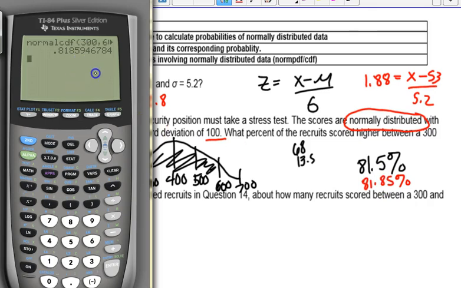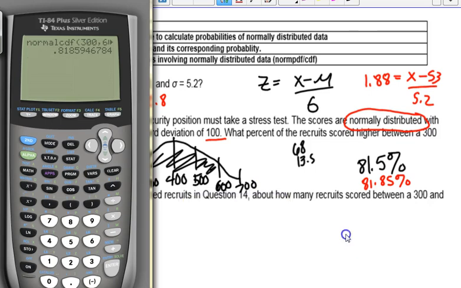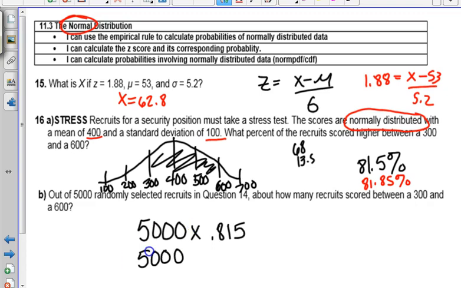This is more exact, okay? The other is using that rounded rule that we're memorizing. I will take either one of those answers. Please don't just put 81% though, okay? Should be one of those answers for a question like that. Out of 5,000 randomly recruits, about how many would score? Okay, what do you have to do here? This doesn't want a percent, it wants out of 5,000. Yeah, so it's just 5,000 times 0.815 or 5,000 times 0.8185 or whatever crazy decimal you got.